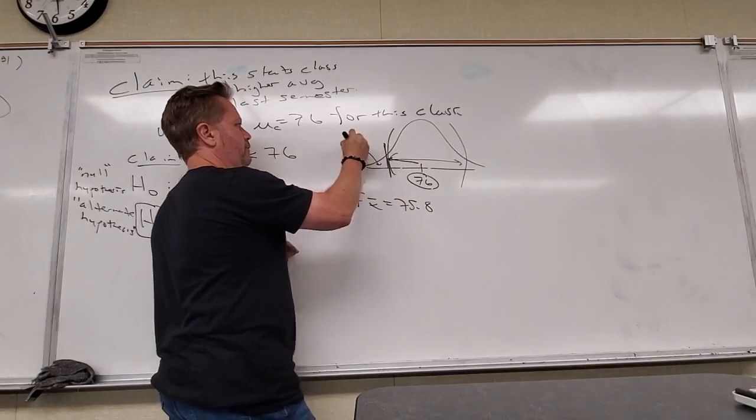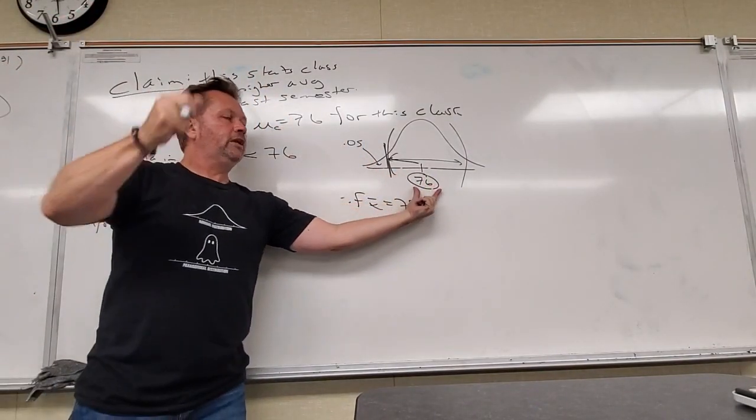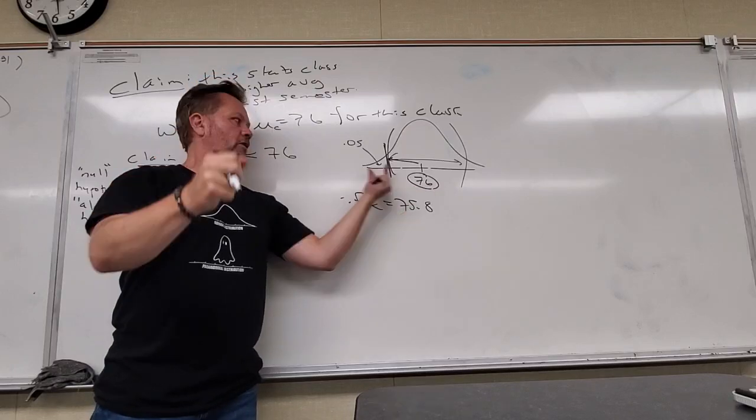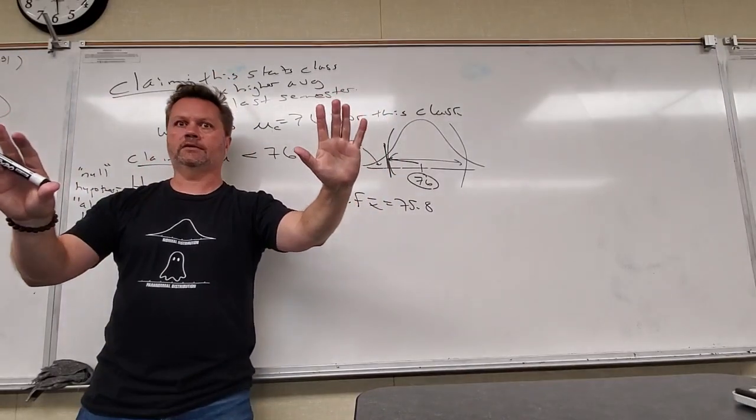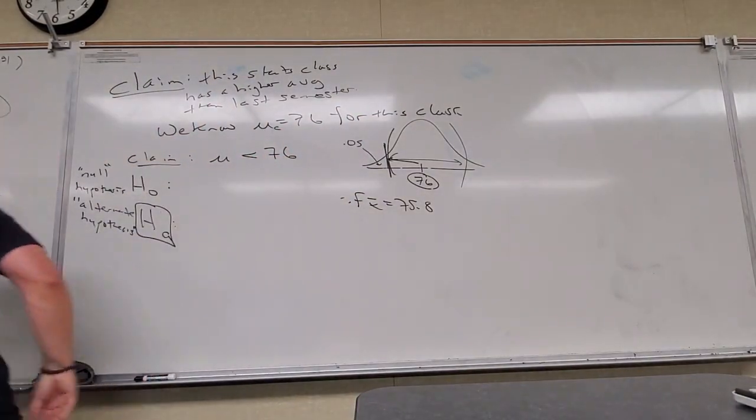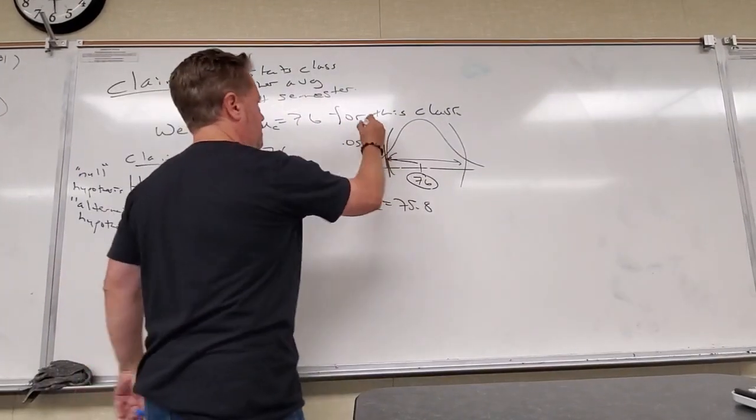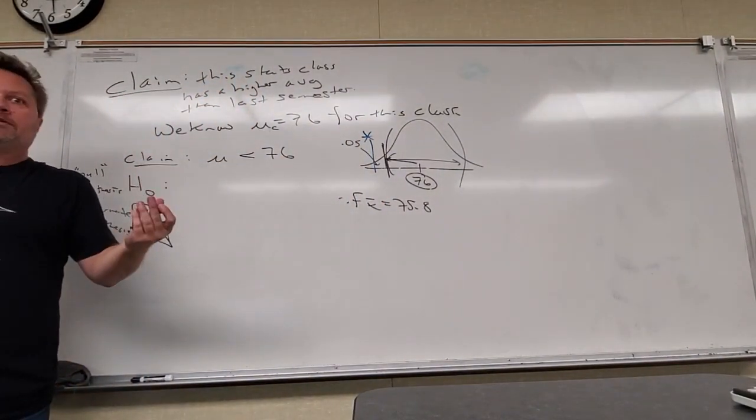Let's say it's like a 5% chance. Yes? If the mean really is 76, there's only a 5% chance that a sample would show up here. Is that cool so far? This sounds like we've done this kind of stuff before. If I get a sample that shows up in there, there's a 5% chance that would happen.